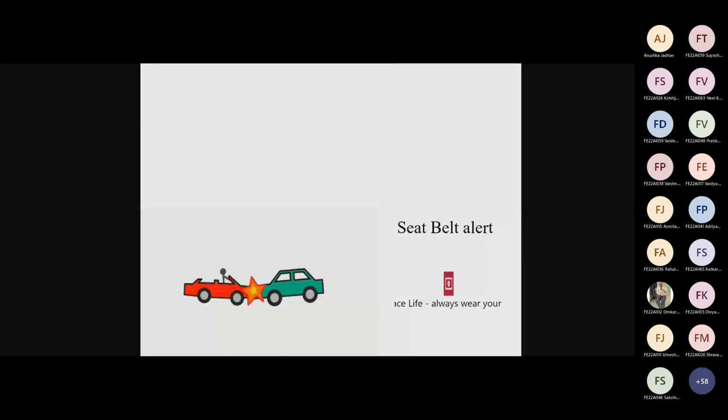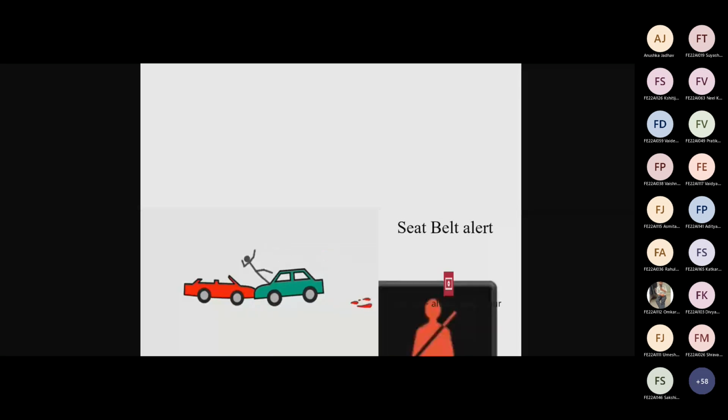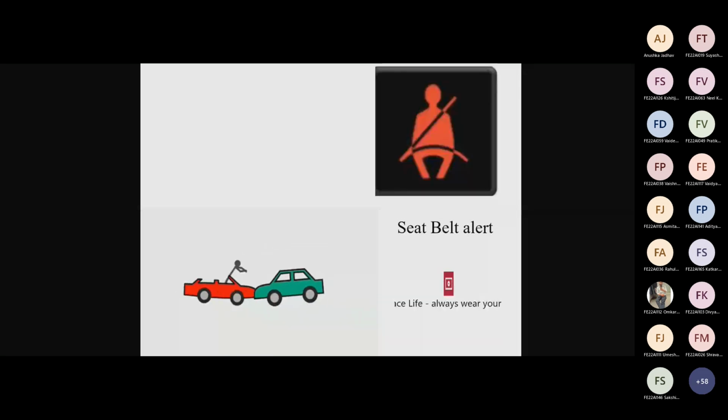Yes, the importance of the seat belt, you can see here. Without seat belts, you may go out of the vehicle. So wear the seat belt.